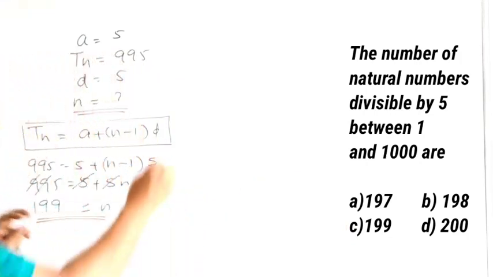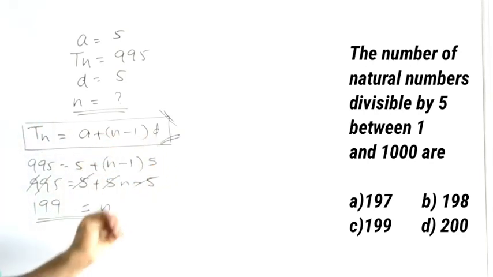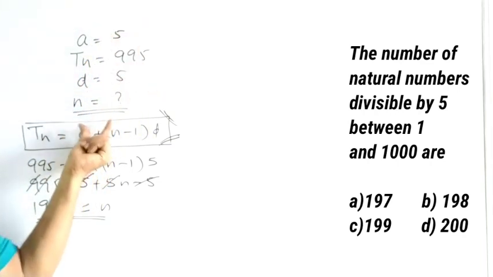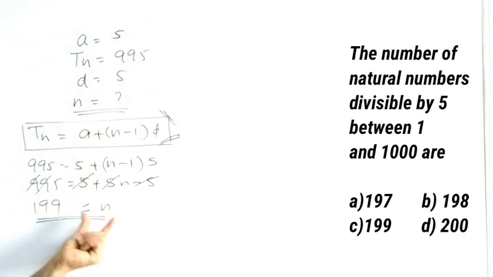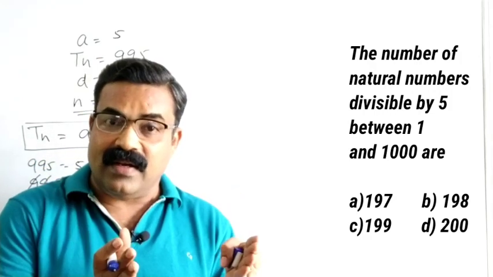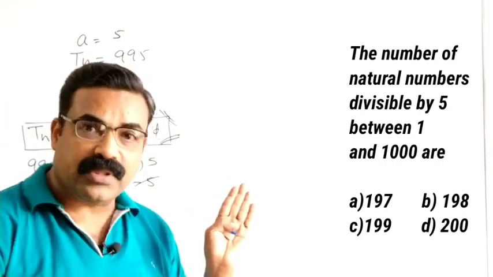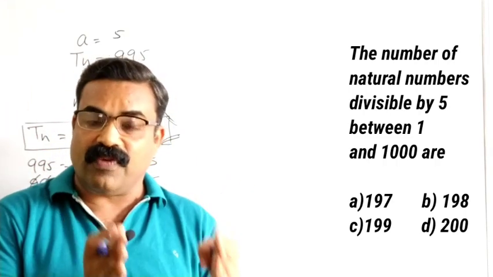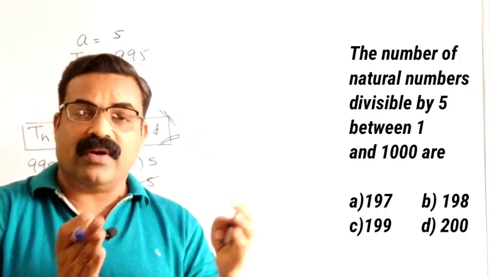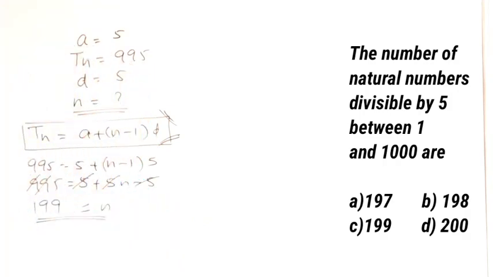Very, very important formula: Tn = a + (n - 1)d. Once you understand the concept of this formula, you need not write all these things. Directly you can put it in the formula and find the answer. Divisibility by 7 means that d will become 7. Divisibility by 5, in this particular question, that is why we have taken d = 5. Divisibility by 8, we will get d = 8. So accordingly it goes. Okay, let us go to the next question. Before that, kindly note it.